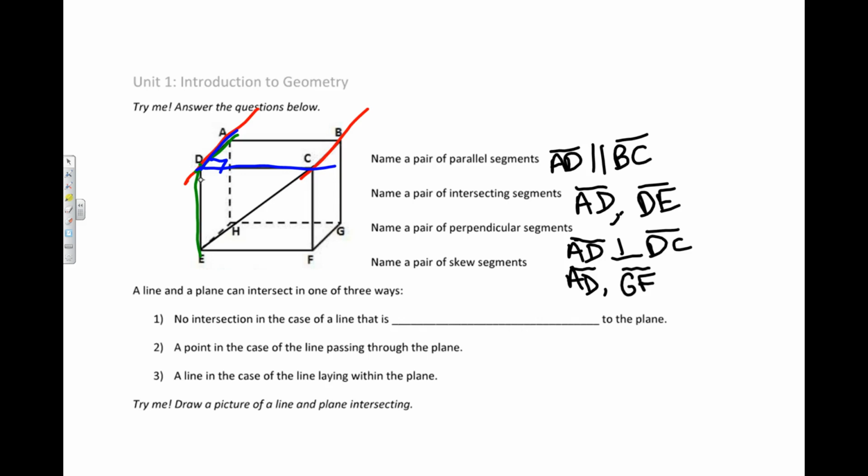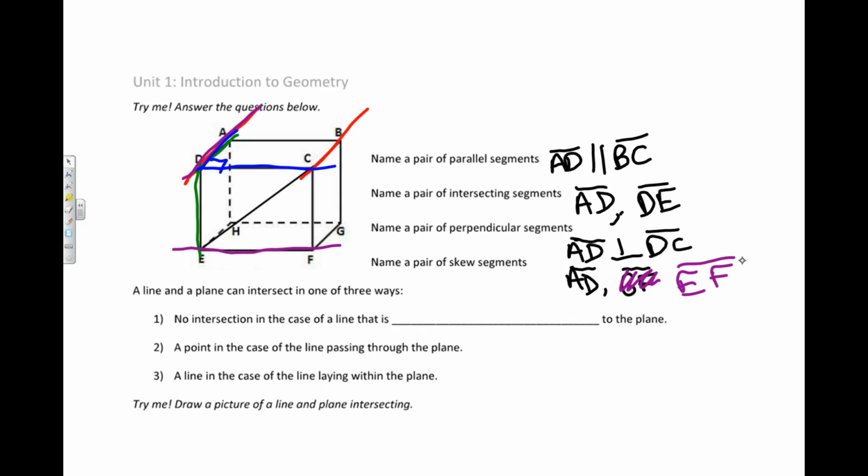And then a pair of skew segments, AD and, ooh, no, GF is parallel. That's a mistake on my part, guys. AD and let's do EF. So pay more attention than Miss Rob to your notes. All right.